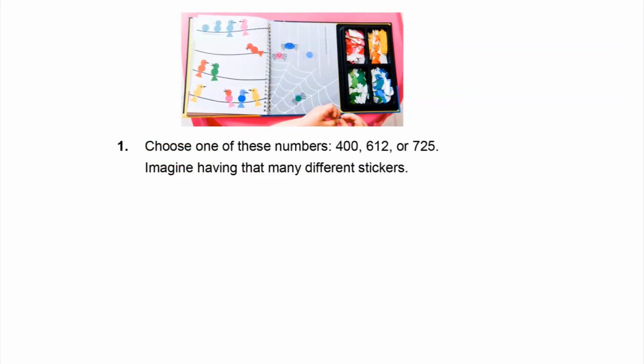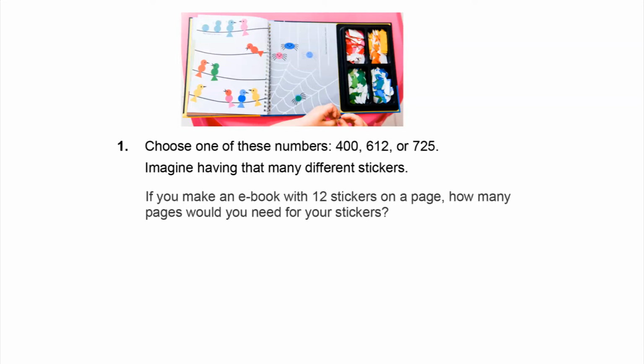Choose one of these numbers, 400, 612, or 725, and imagine having that many different stickers. If you make an ebook with 12 stickers on a page, how many pages would you need for your stickers? Let's start with 612. If I've got 612 different types of stickers, and I can put 12 stickers on a page, that means I'm taking that 612 stickers and dividing it by 12, because that's how many will fit on each page.